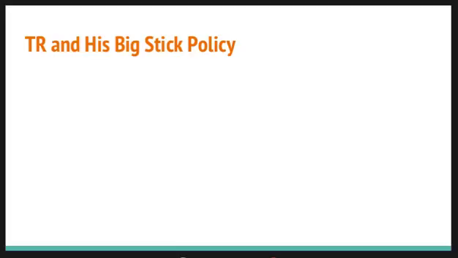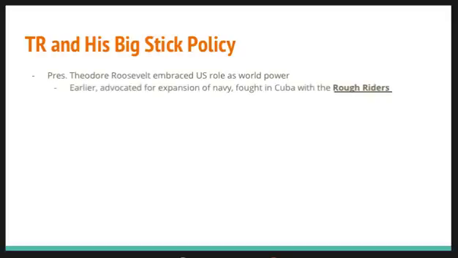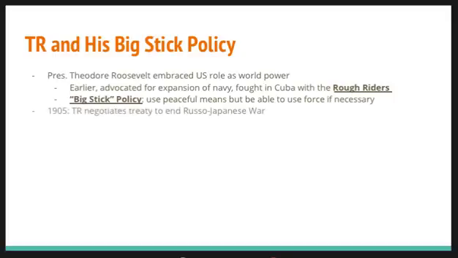So, going on into the early 1900s, you've got presidents who get involved in this imperialist movement. So Theodore Roosevelt comes to power, and his policy was known as the Big Stick policy. President Roosevelt loved the idea of the United States as a world power. Earlier, he had advocated for the expansion of the Navy, and he had even fought in Cuba with a group known as the Rough Riders. And his Big Stick policy was to use peaceful means to acquire power and influence, but use force if it is necessary and have force ready.